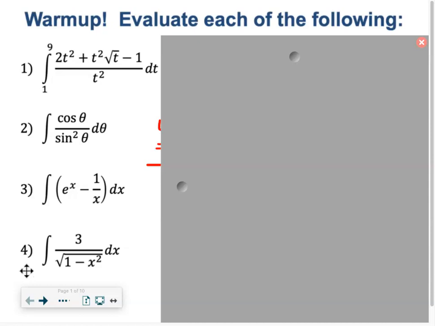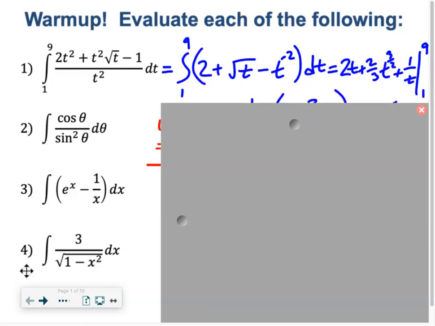This is the same thing as each of these terms individually divided by t squared. So 2t squared over t squared is just 2, right? So you just divide everything by t squared. So you end up with the integral from 1 to 9, 2t squared over t squared is 2, root t over t squared is root t, and then 1 over t squared is t to the negative second.